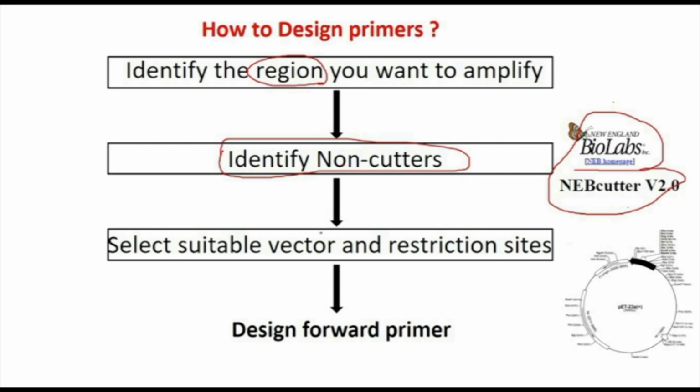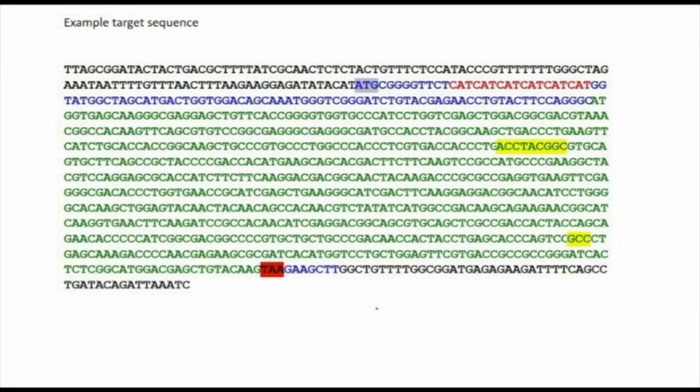After identifying non-cutters, you have to select a suitable vector in which you want to integrate this amplified region, and suitable restriction sites. You will get suitable restriction sites from the non-cutters. After that, you can go for designing the forward primer.